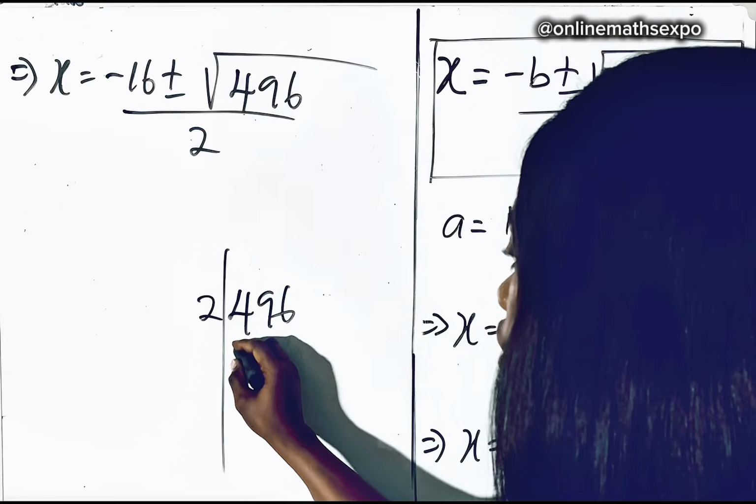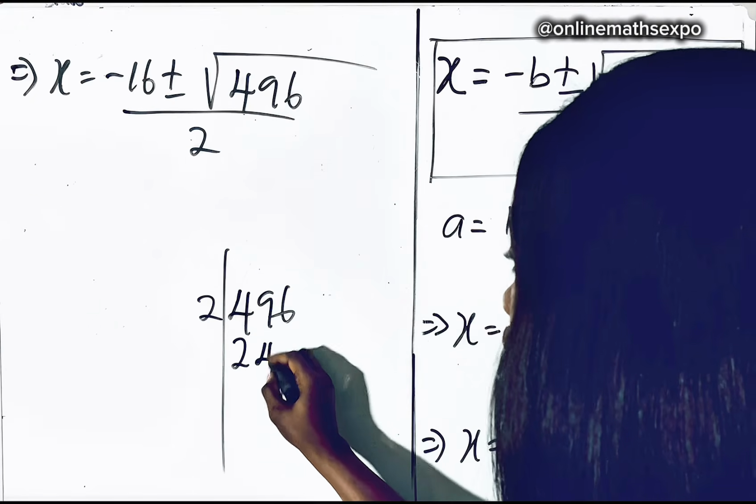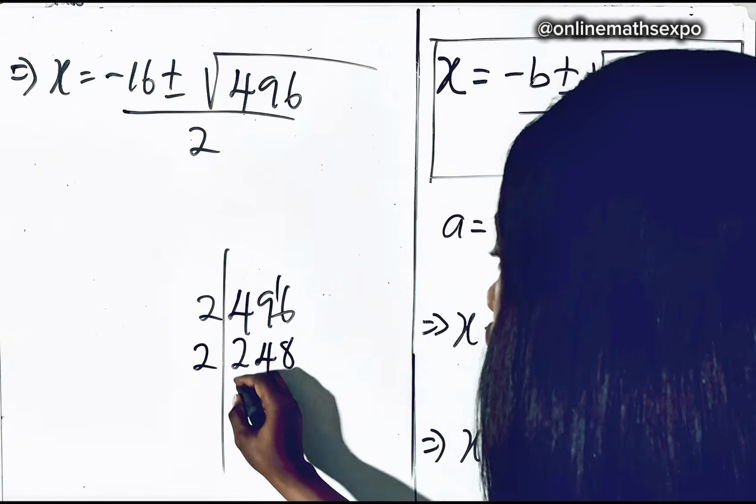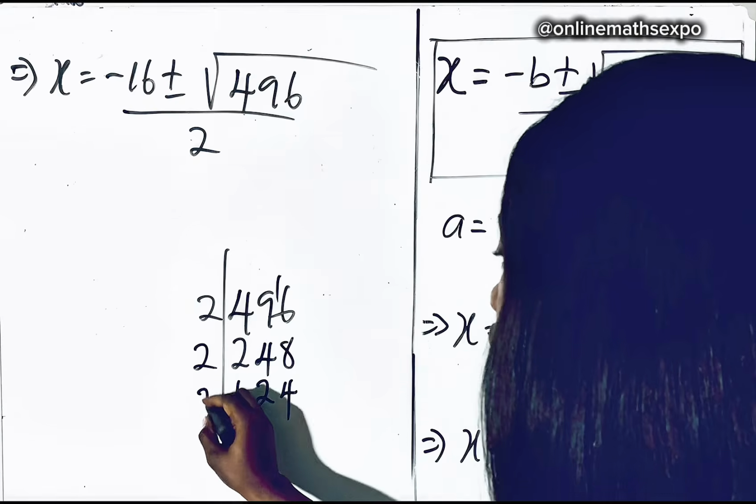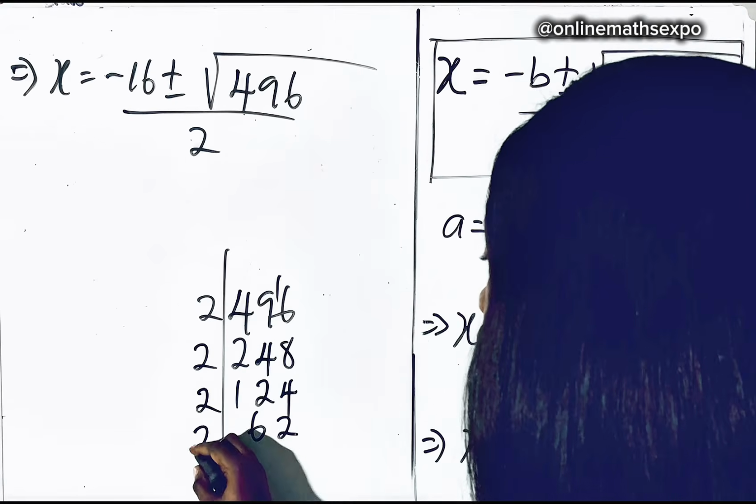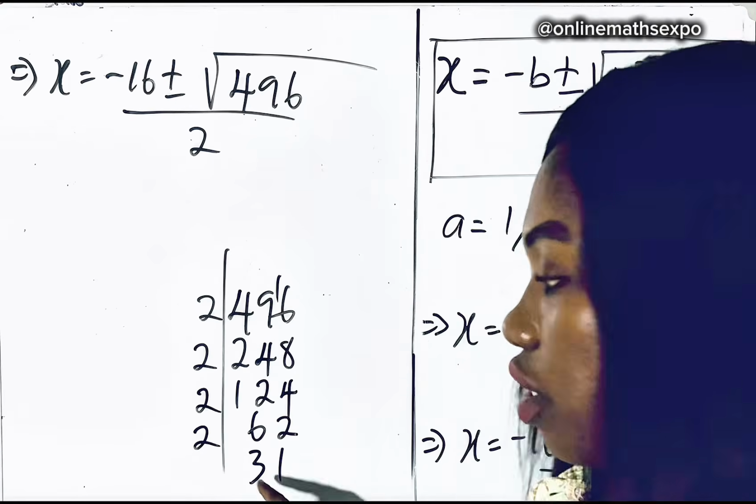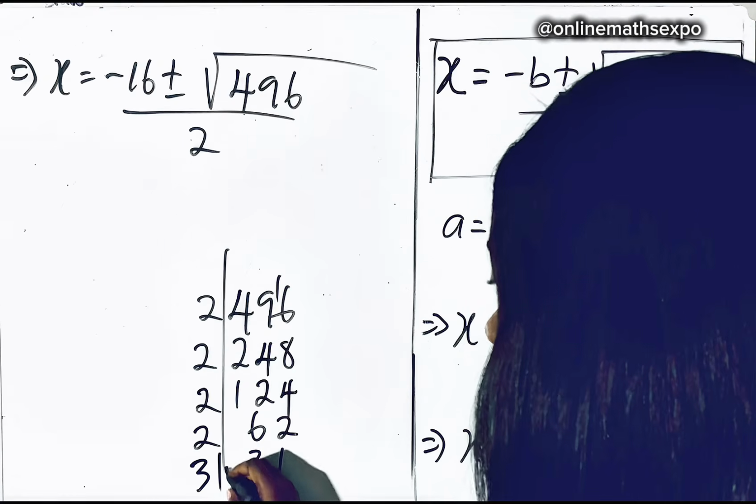And that will give us 2 here is 2. 2 in 9 is 4, remaining 1, 8. 2 here will give us 124. 2 will give us 62. 2 will give us 31. 31 is a prime number, so 31 divides 1.